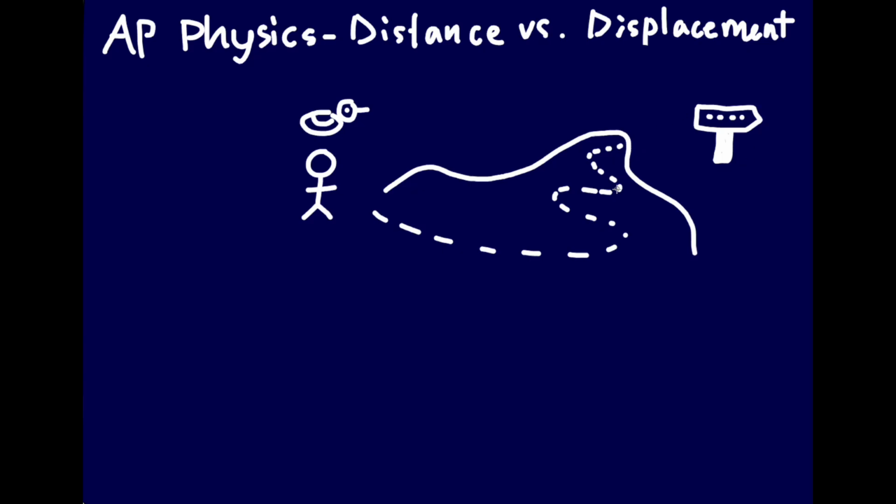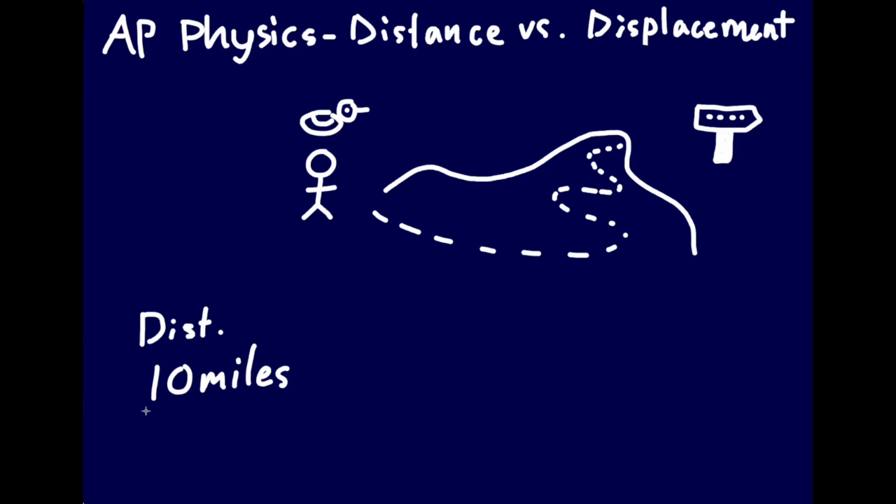These values on the sign are distances. Why are they distances? Because they are scalar values. And that's the important thing to remember about distance. Distance is a scalar quantity. So let's say the distance of this entire trail, accounting for every bend in the trail, is 10 miles. Just confirming, this is a scalar quantity.